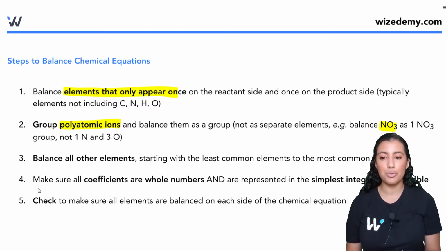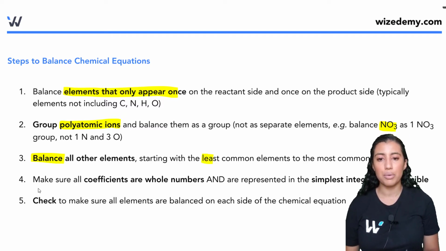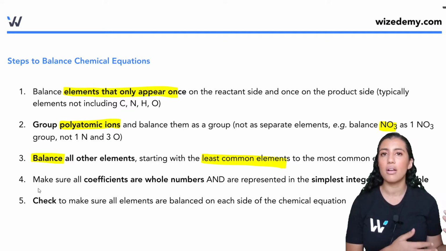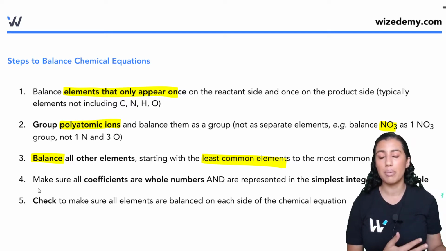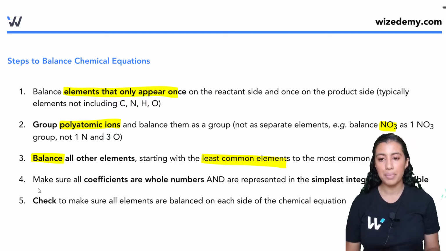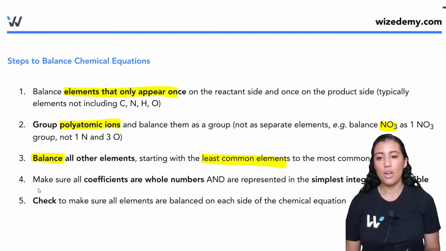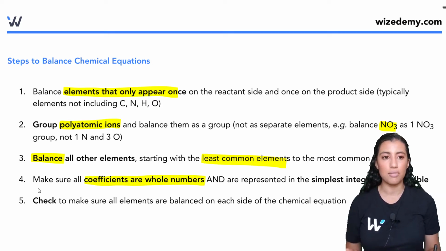Then you just want to balance all other elements, which we've seen. Again, it's a good tip to start with the least common elements and move to the most common elements, the most common being oxygen and hydrogen, which are usually present in the equations a lot more. And then how do we know when we're done and we have a good answer? Well, you want to make sure that your coefficients are all whole numbers. We don't want to see any fractions.